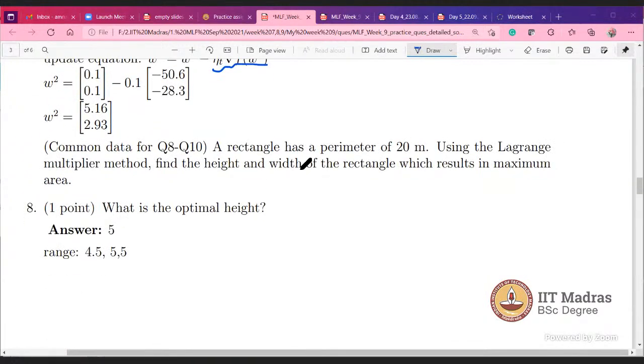So moving on to the next one, it is simple. You have a rectangle here. So a rectangle has a perimeter of 20 meters. So this perimeter is 20 meters. So using this Lagrange multiplier method, you have to find what this height and width are, which will maximize this value.